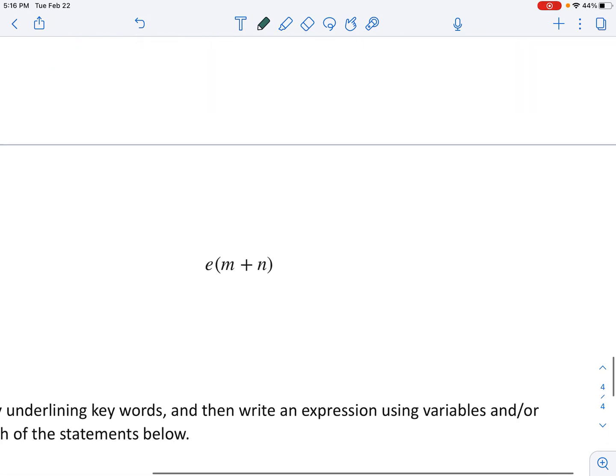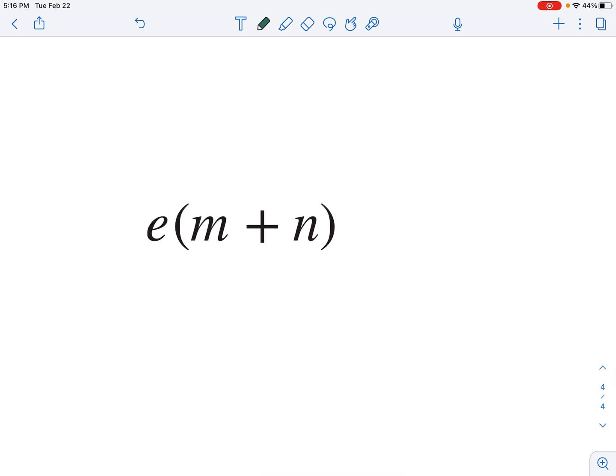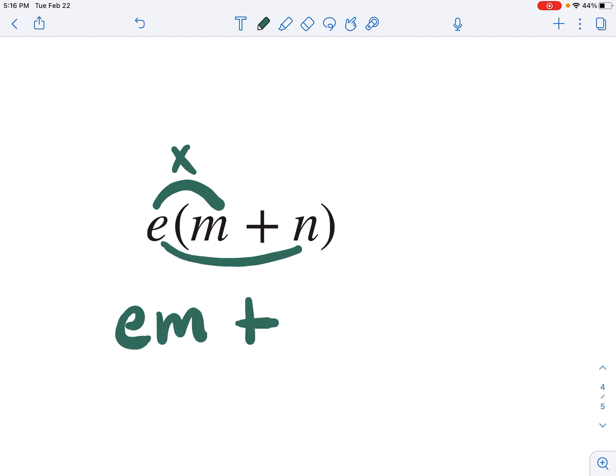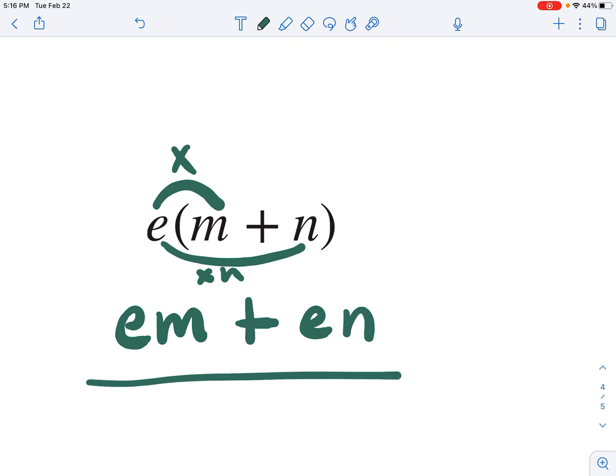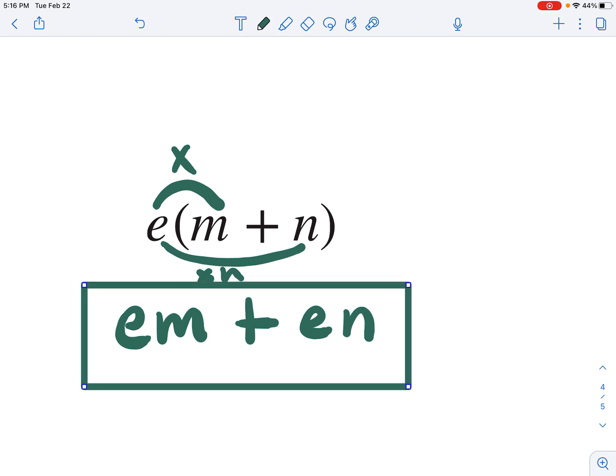Number 16, okay, we have e on the outside of the parentheses and m plus n on the inside. We are multiplying e times m first. That gives us em, plus e times n, which gives me en. These are in alphabetical order. Remember, variables always have to be in alphabetical order when you list them. So our answer comes out to em plus en.